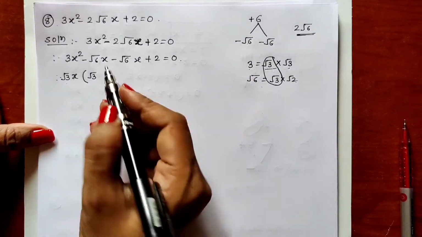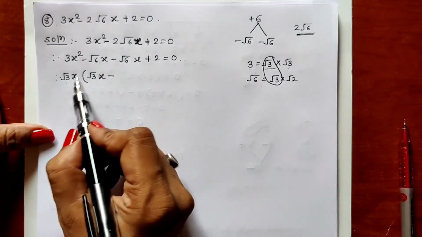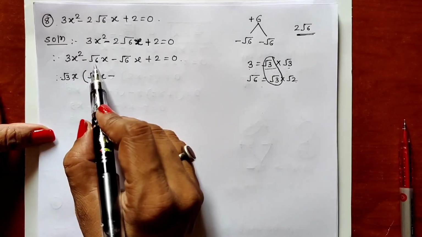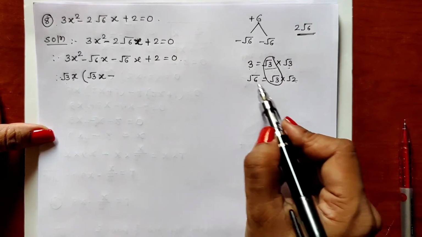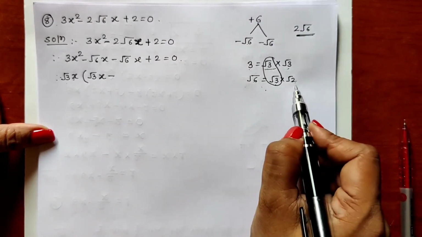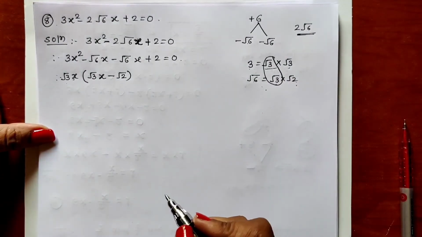From x square, x is taken out common. So 1x is remaining. Minus sign is there. This x is taken out common fully, so no variable remains. But what will be remaining from the second term? Root 6 means root 3 into root 2. So root 3 is taken out common. What is remaining? Root 2 is remaining, right inside the bracket.